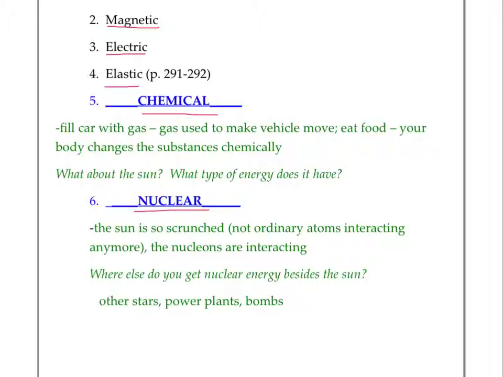And then for nuclear, it's kind of the same thing, except now instead of the electrons interacting with each other for your reaction, it's the nucleons, the part of the atom. And that would be nuclear potential energy. You would see that in any kind of stars like the sun, or in power plants, bombs, anything like that. So on your test, you just need to be able to recognize the types: magnetic, electric, elastic, chemical, and nuclear.